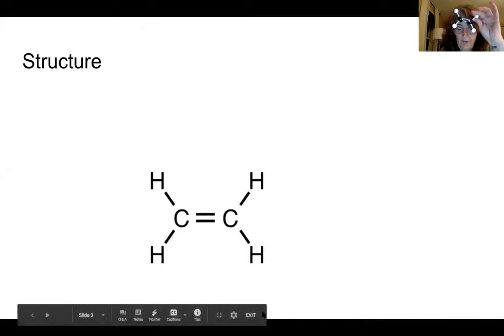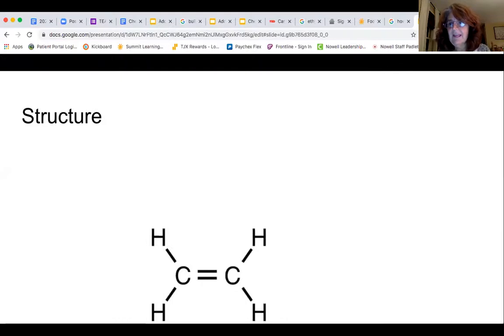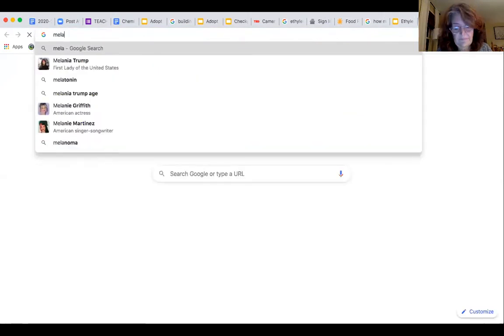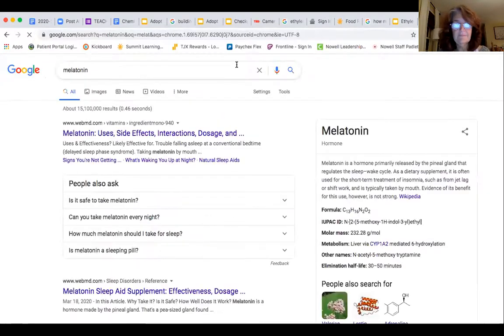Okay. Now, I know that some of you have picked other molecules. So let me just, off the top of my head, say maybe one of you has picked melatonin. Okay. So melatonin, as we see here, its formula is C13H16N2O2. I don't know if you can see that over here on this. So let's take a look at melatonin.